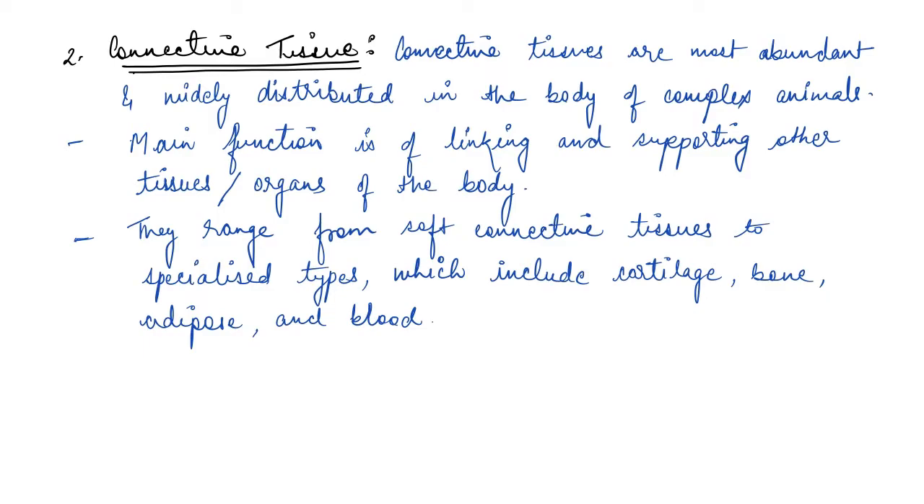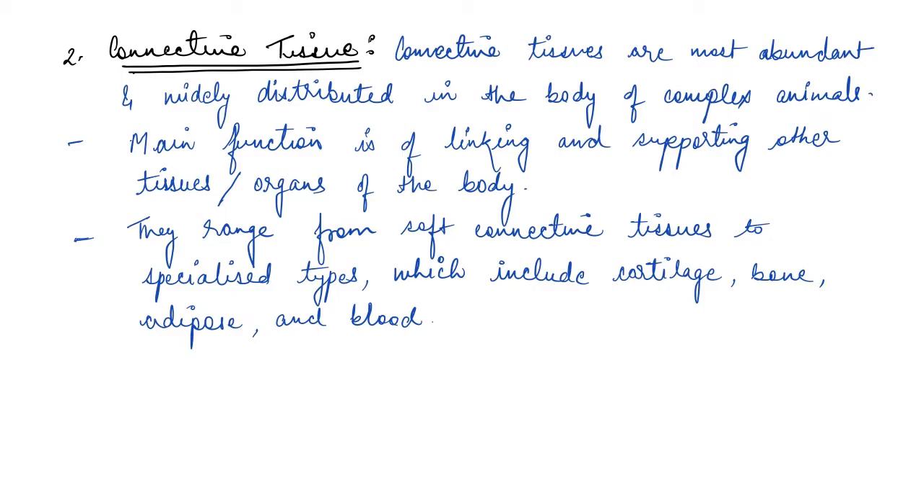So let's start with the connective tissue. Connective tissues are considered the most abundant and widely distributed in the body of animals, especially complex animals. As the name suggests, connective means to connect or link. So the main function is to link and support all the other tissues and organs of the body. What is the function of the connective tissue? To link or connect and support the tissues and organs of the body.